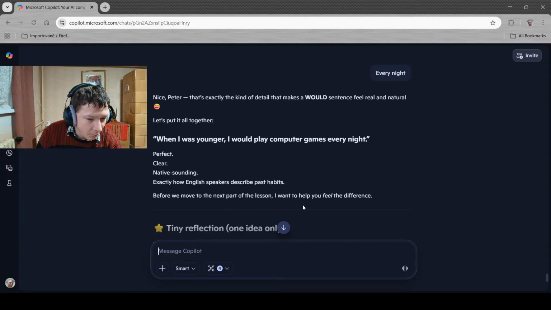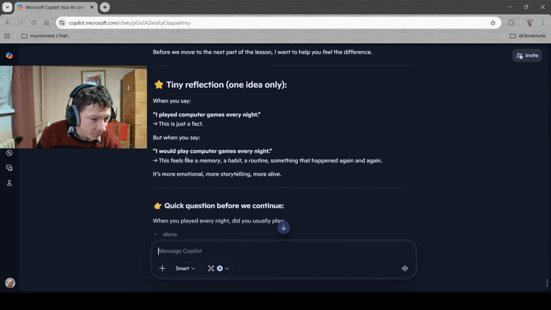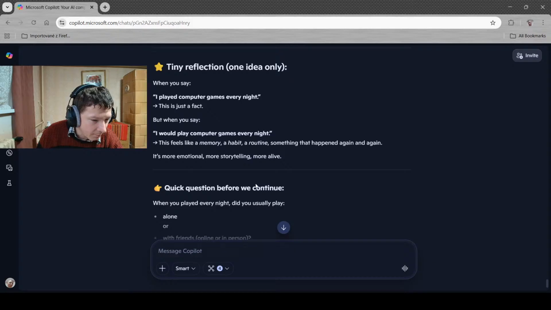But before we move to the next part of the lesson, I want to help you feel the difference. Tiny reflection. One idea only. When you say, I played computer games every night, this is just a fact. But when you say, I would play computer games every night, this feels like a memory, a habit, a routine, something that happened again and again. It's more emotional, more storytelling, and more alive.